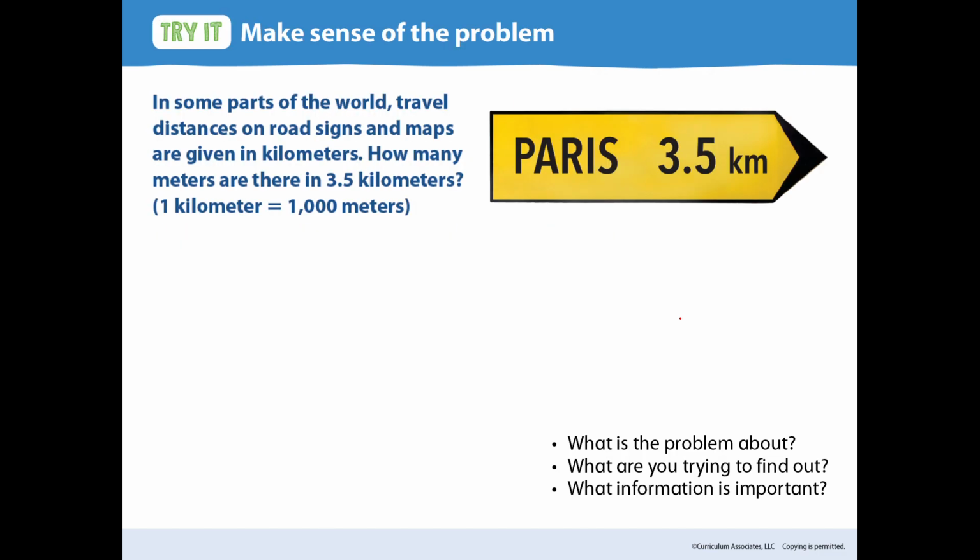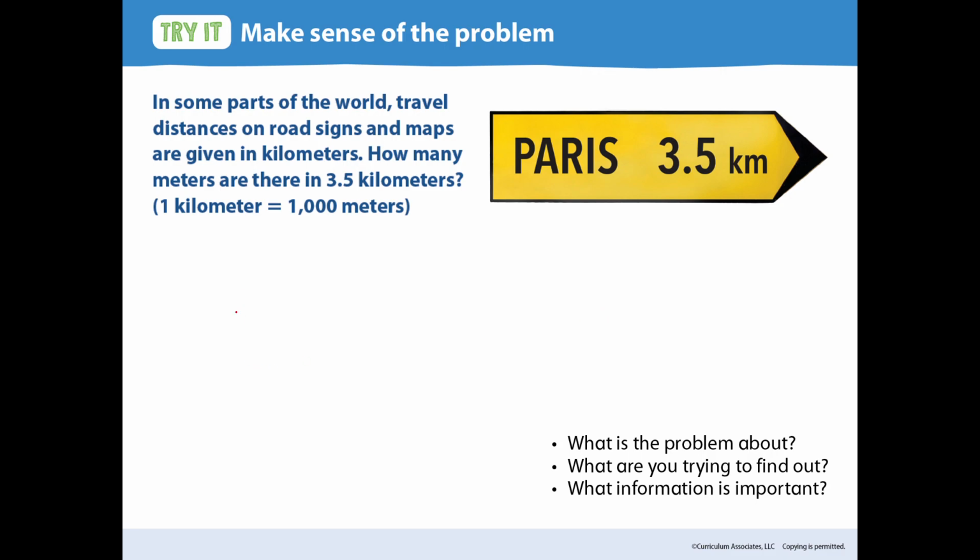Okay, this is on page 513 in your math books. In some parts of the world, travel distances on road signs and maps are given in kilometers. How many meters are there in 3.5 kilometers? 1 kilometer equals 1,000 meters. Okay, pause the video, and after you have it worked out on your math book, press play and see if we got the same answer.